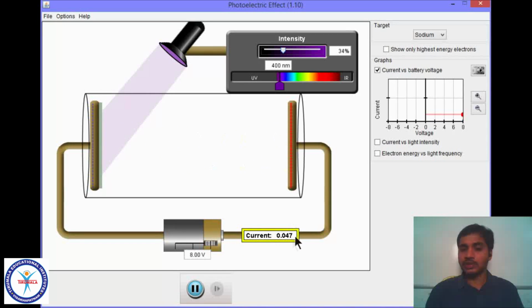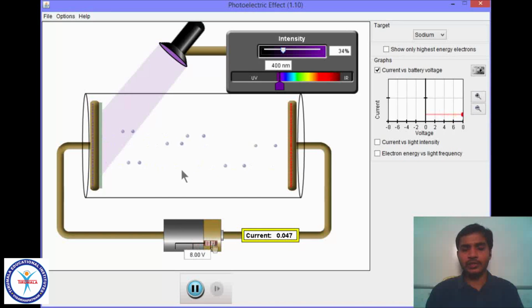I'll show you again. Even when the voltage is close to 0, the current is 0.047, and even when the voltage is very high, plus 8 volts, the current is 0.047. Now, you may get a doubt: why is it happening that way when the electrons are moving at a faster rate?